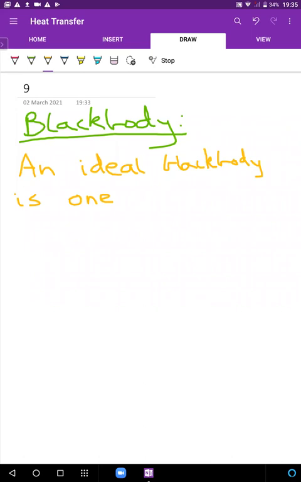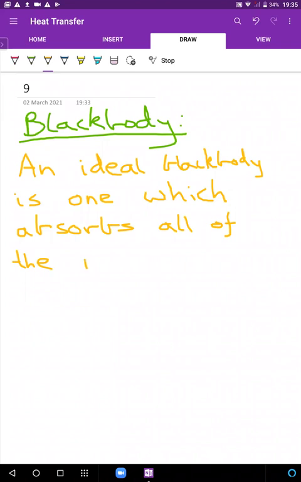Okay, interesting. An ideal black body is one which absorbs all of the thermal radiations incident on it. It was covered a little in atomic structure. So an ideal black body is one which absorbs all of the thermal radiations incident on it.